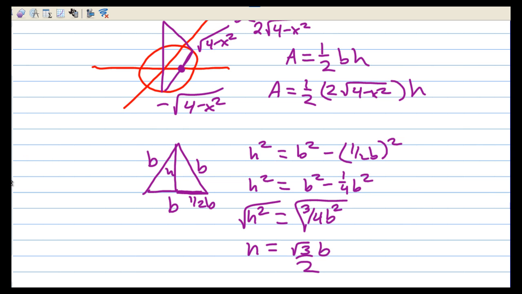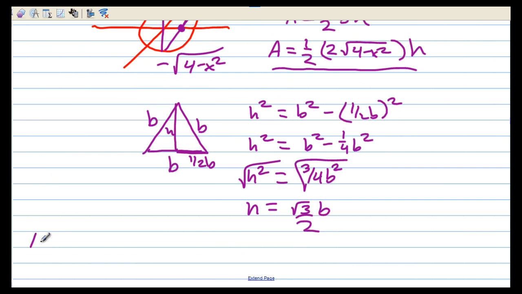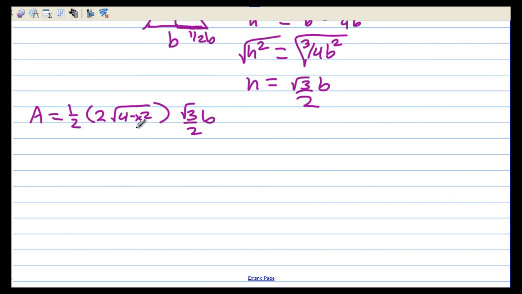All right, so now we can go back up to our formula. Actually, it's right here. The height is the square root of 3 over 2 b, but b is 2 times the square root of 4 minus x squared. So let's see what we're going to have here. The area equals 1/2 times 2 times the square root of 4 minus x squared times h, which is the square root of 3 over 2 b. But this is b right here, so the area equals 1/2 times 2 times the square root of 4 minus x squared times the square root of 3 over 2.